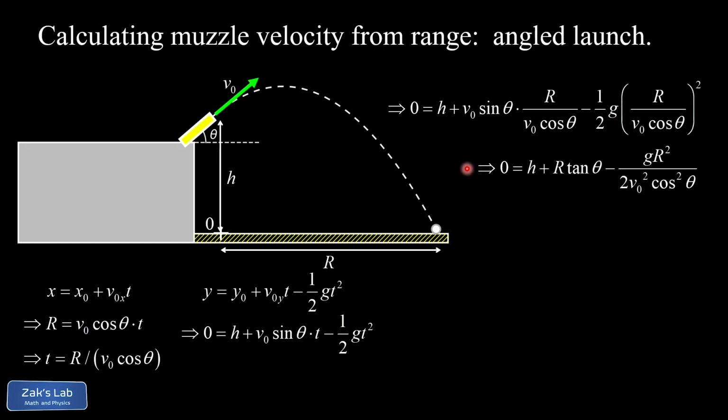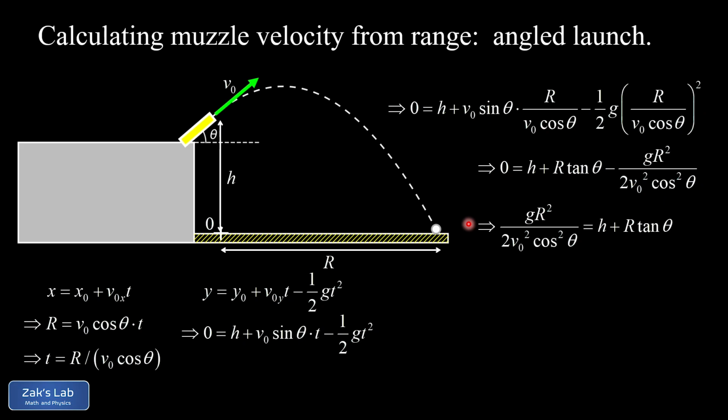Now remember, the goal here is to solve for the initial speed v naught. And that term is hiding in the denominator of that fraction at the end of our equation. So the next move I'm going to make is to add that fraction to both sides of the equation. And the point here is to get rid of the minus sign and to make some progress in isolating that v naught squared. Okay, so now it looks like this. g r squared over 2 v naught squared cosine squared theta is equal to h plus r tangent theta.